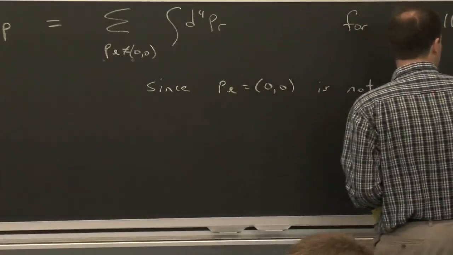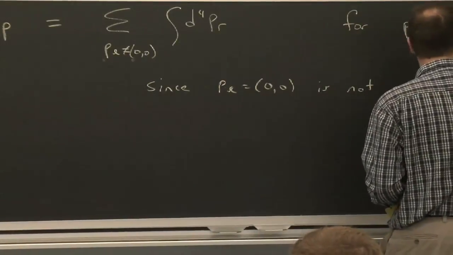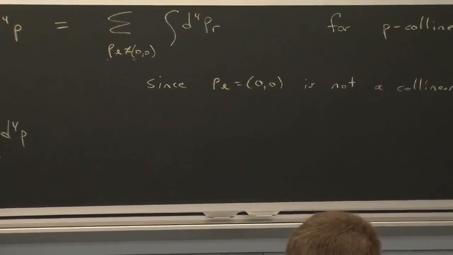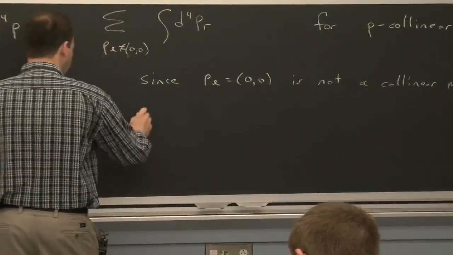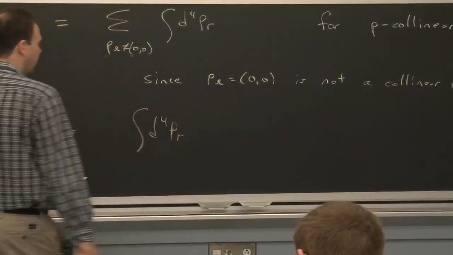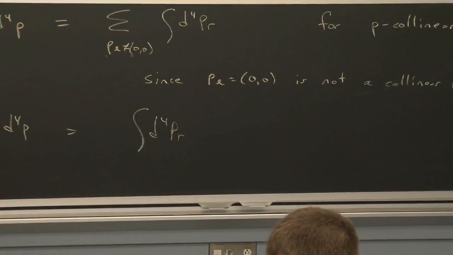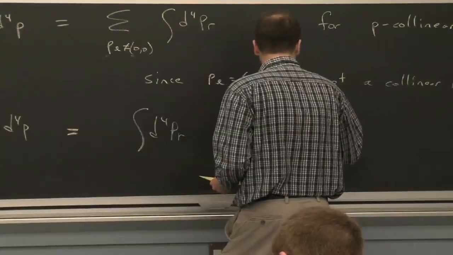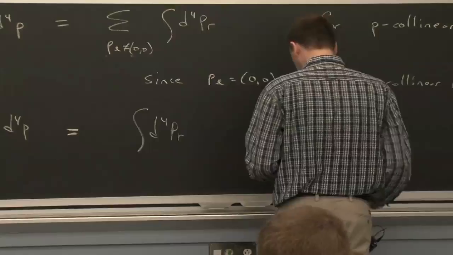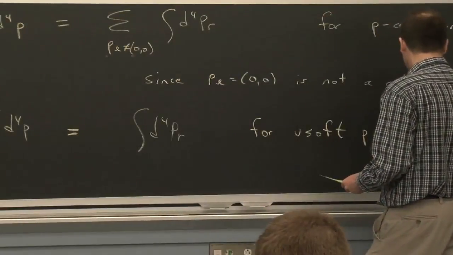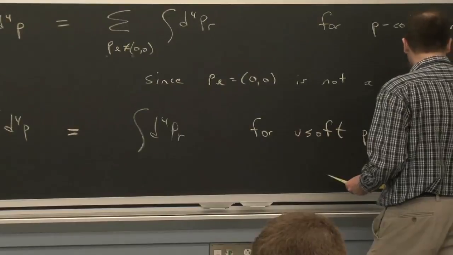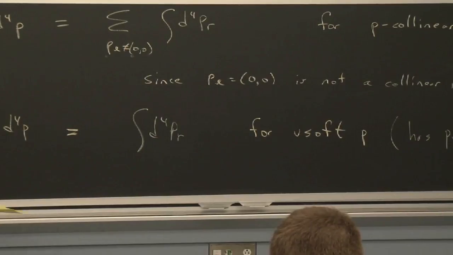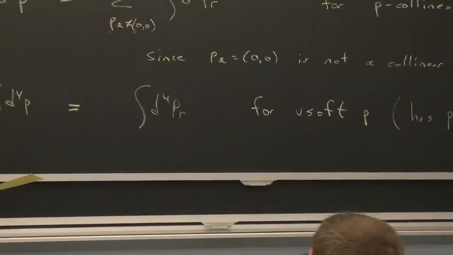And actually, that box is exactly what you think of as the ultrasoft momentum. So if you have an integral d4p and p is ultrasoft, there's no sum, and you just have integral d4pr, and that's like integrating over the 0, 0 location in the grid. So together we cover all possible places for an integration, and we don't do any double counting with this setup.